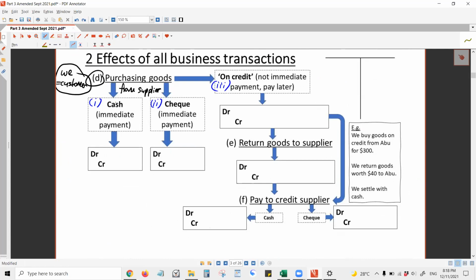You may buy goods from supplier and pay with cash immediately. You pay with cash immediately to the supplier. Therefore, you credit cash. Okay, right? Credit cash.